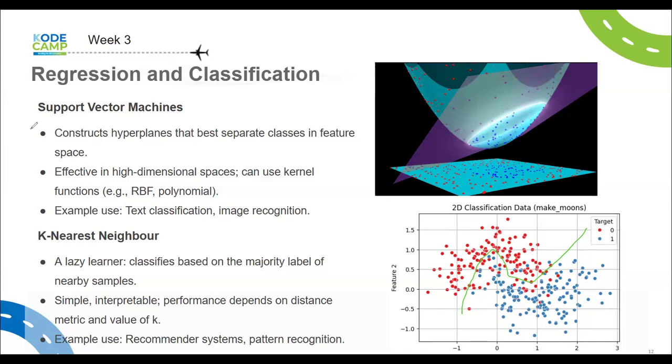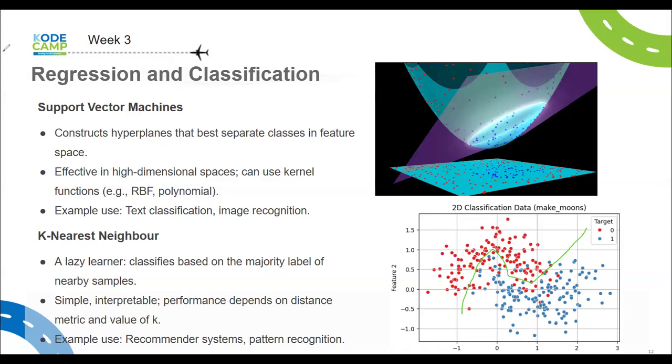K-nearest neighbor is another algorithm or method that we can use for regression and classification. What this does is that it is what we call a lazy learner. It's a way of classifying by looking at a data point and finding the nearest neighbors around it. And then the neighbor that is nearest to it, it will pick its own classification. So that's how it works.